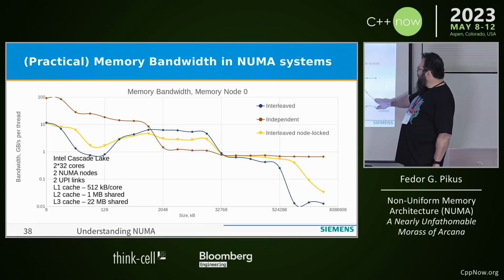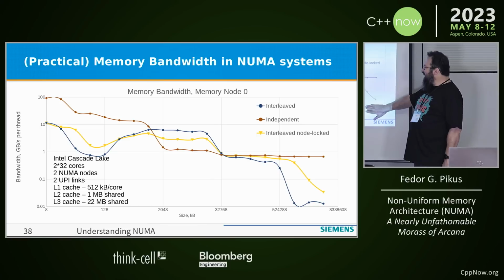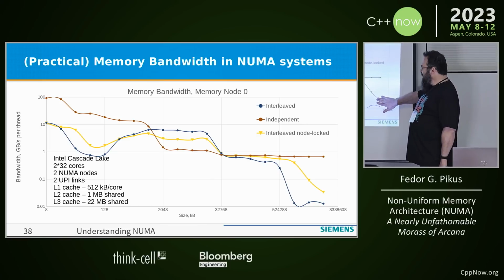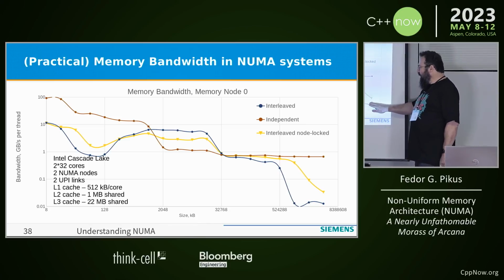But this is the new one. So this is the exact same interleaved access. The program is the same, 64 threads, exactly the same, 64 bytes.